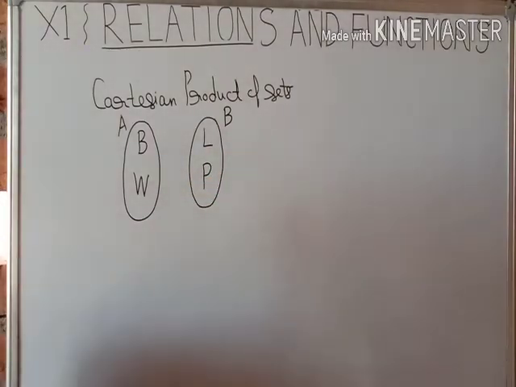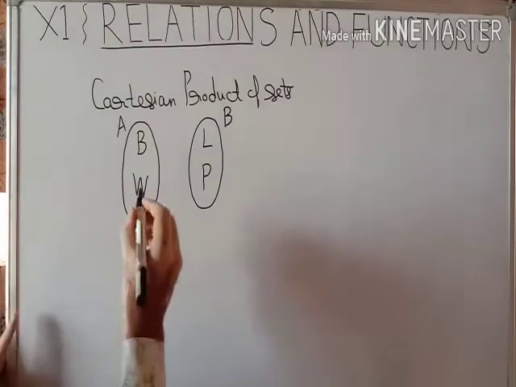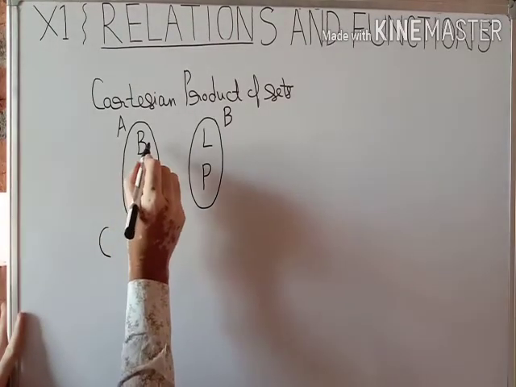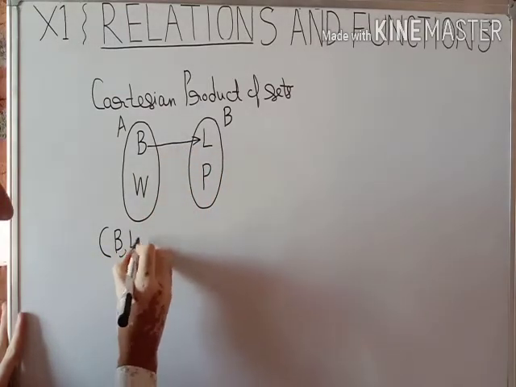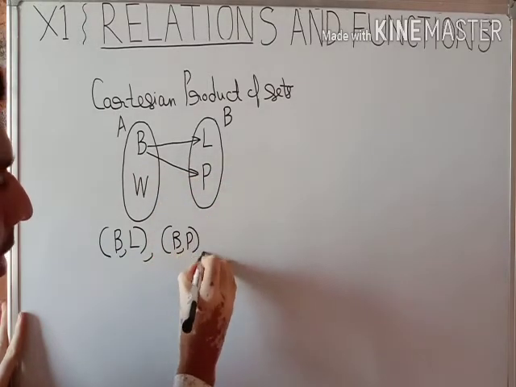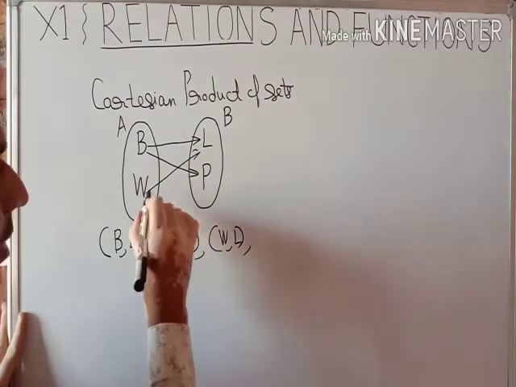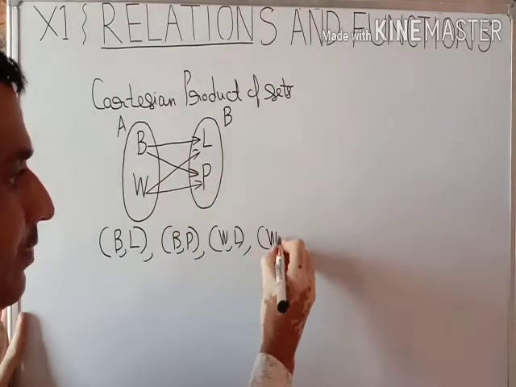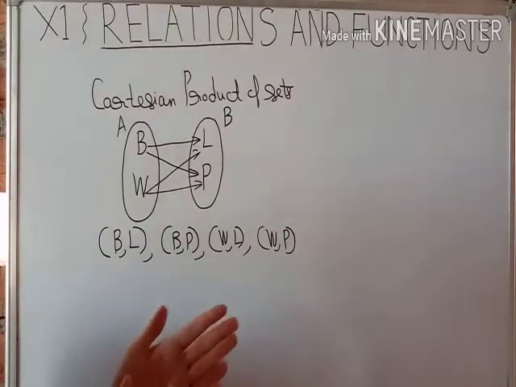If I ask you how many ways you can dress up with these choices, what do you think? You will answer, sir, in this situation we can dress up in 4 ways. It means you can wear black trouser with lemon shirt, B with L, and black trouser with pink shirt, and third choice, white trouser with lemon shirt, and white trouser with pink shirt. You will say, sir, there are 4 choices. In 4 ways we can dress up.